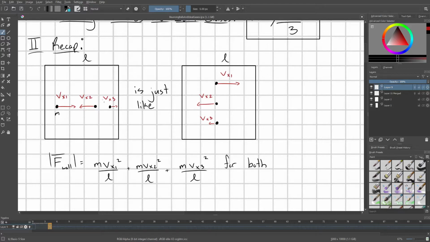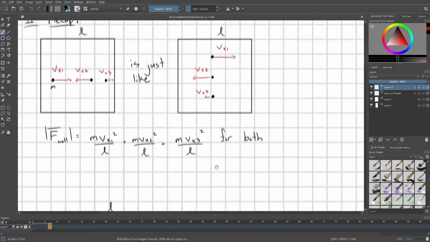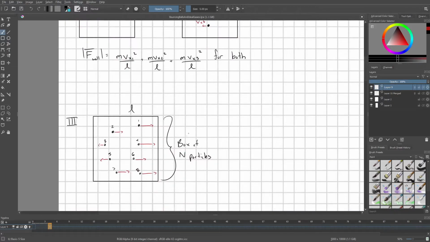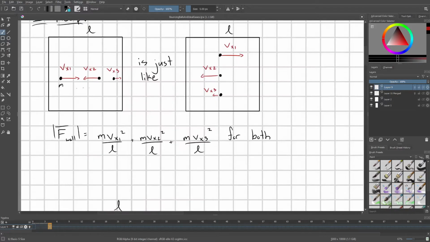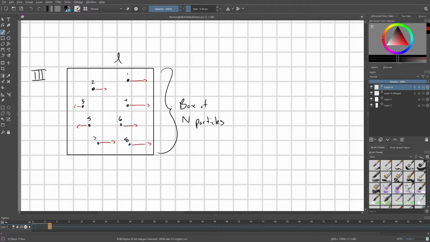So for both of these pictures here, the average force on the wall would be as follows: m vx1 squared over L plus m vx2 squared over L plus m vx3 squared over L. Right? So now that we've got that clear, we can basically mix and merge these two pictures together, and create a more complex scenario where we have a box of n particles.